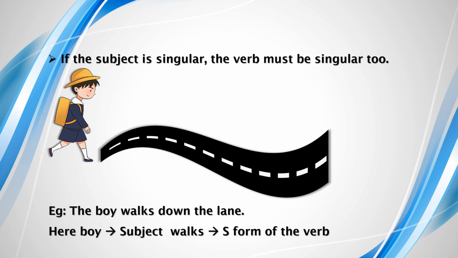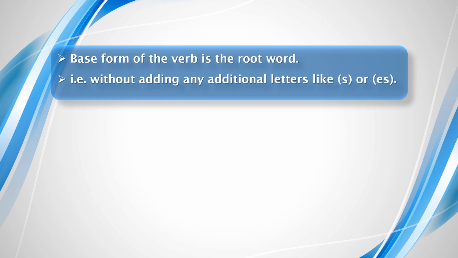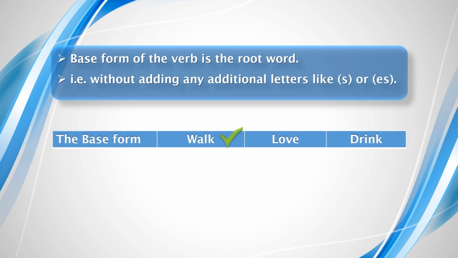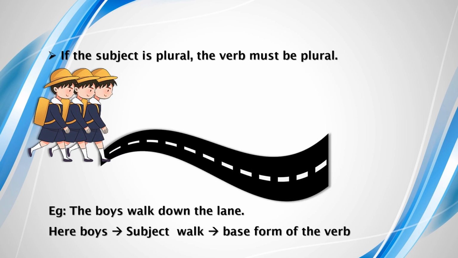Whereas a plural subject takes the base form of the verb. Now, what is the base form of the verb? The base form of the verb is the root verb, that is without any additional letter in it, without adding anything to it. So if I write a sentence like the boys walk down the lane, here the boys is plural and we are using the base verb.